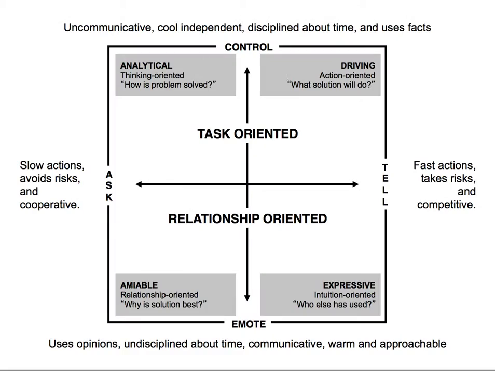And so you can put this into an X and Y axis, a Cartesian plane here. On the vertical axis, it stretches between task-oriented and relationship-oriented. Obviously, the relationship-oriented people are the ones who are amiable and expressive, and the ones who are task-oriented are analytical and driving. And then on the horizontal axis, it goes from slow actions of avoid risk and being cooperative to fast actions, takes risks, and competitive.